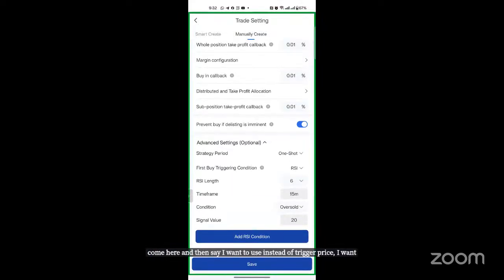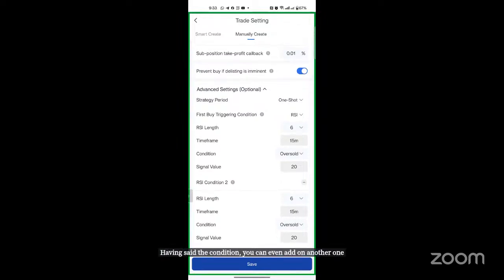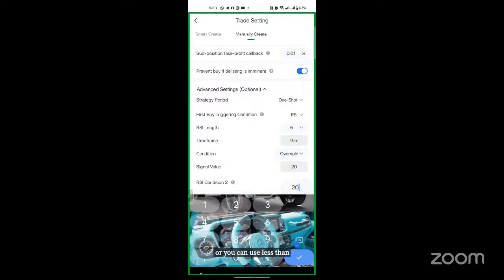Having set the condition, you can even add on another one. You say I want to use a 6 and a 24 when both of them are in the oversold. This will give you a solid coin. Once you apply this, you will always get a coin that is very good. The coin will not be very loud, and it will also not be very, so it will be a very good coin. Or you can use less than, maybe you want less than 30.